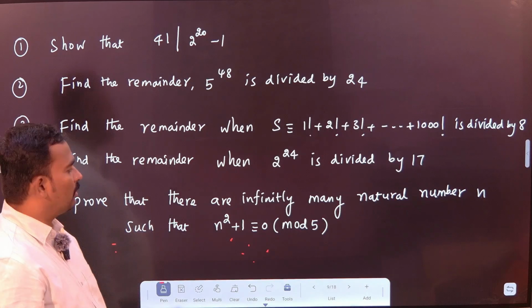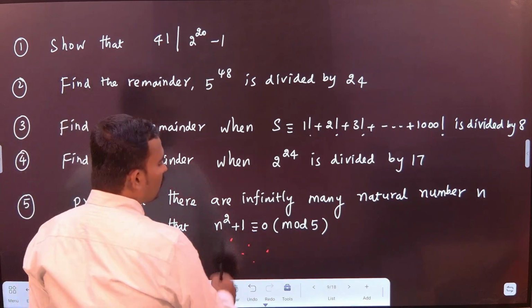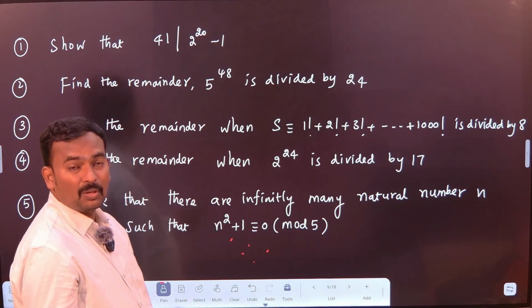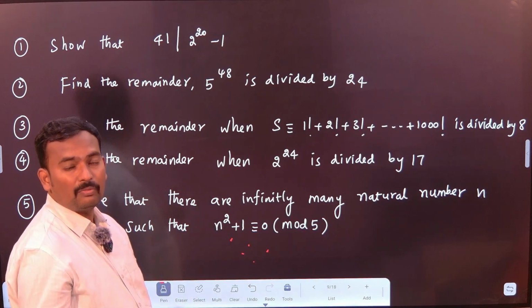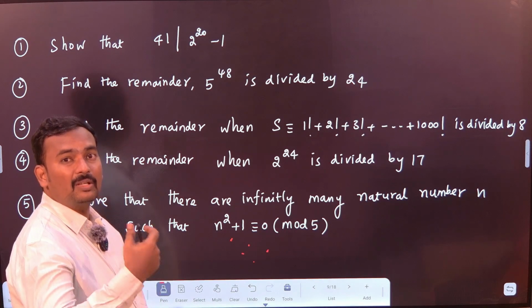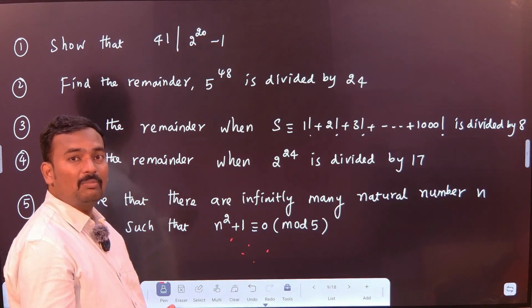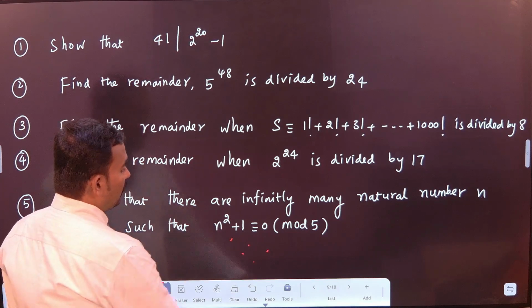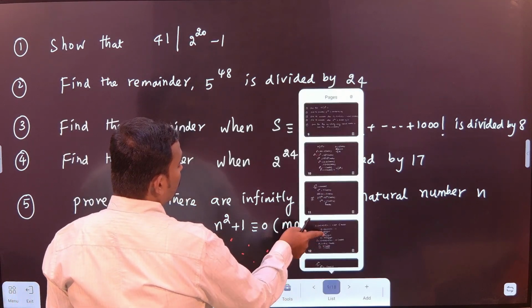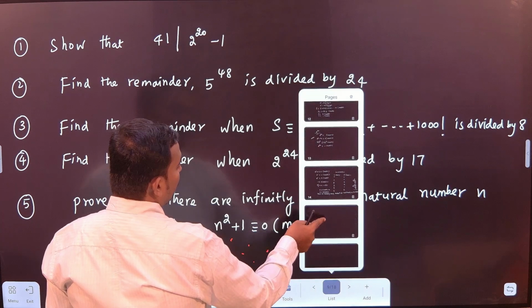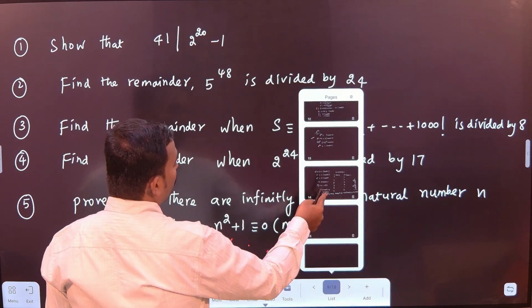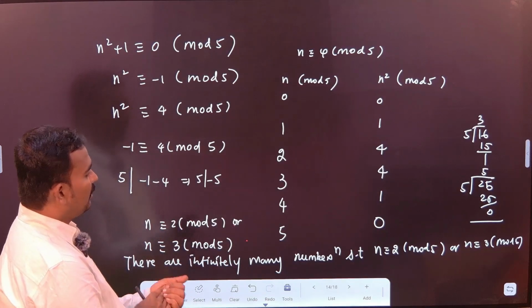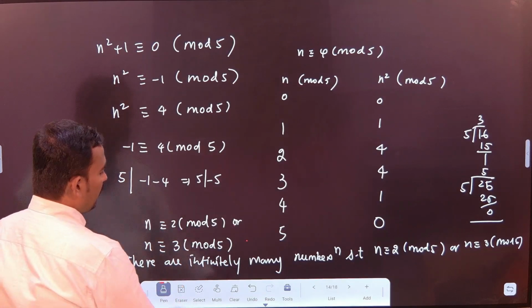n here is a natural number such that n square plus 1 is congruent to 0 modulo 5. n square is congruent to minus 1, and minus 1 is congruent to 4 modulo 5. So you have to say that the square will be congruent to 4. Which numbers are possible? n is congruent to 2 modulo 5, and 3 modulo 5. Such kind of numbers you can take. The square will be congruent to 4, which is possible, right? Understand? Okay, so we'll discuss the next one.